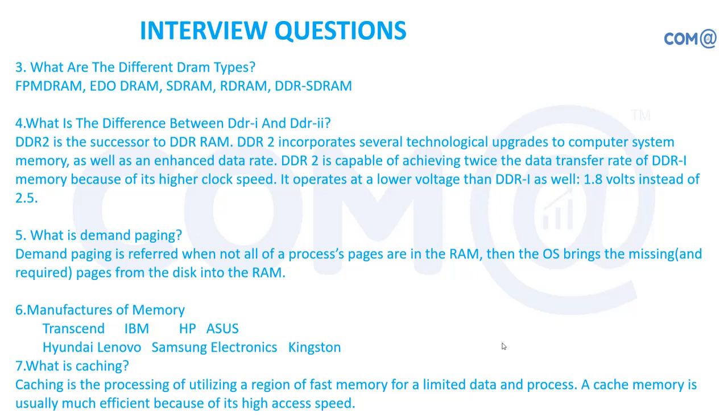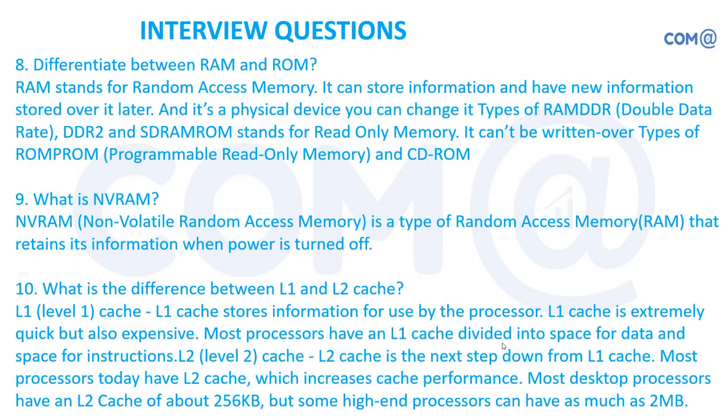Okay. Manufacturers of memory: there are different manufacturers available. The famous ones are Transcend, Hyundai, Samsung. They are all famous in the market. We have branded products like IBM and HP also. Then what is caching? Caching is nothing but storing the data temporarily so that the processor can consume the data quickly and save time. Otherwise, if you don't have a cache for each and everything, you have to access the hard disk for taking the data, which will take more time as the read and write time is more for hard disk compared to memory modules.